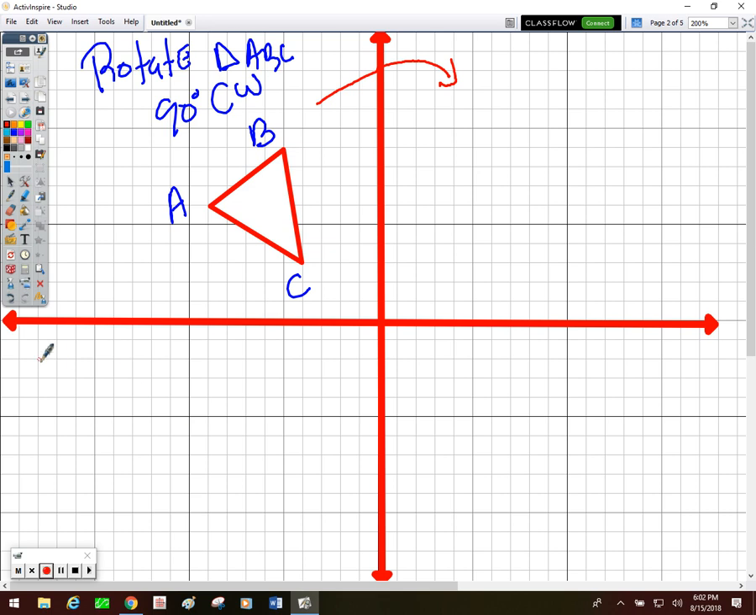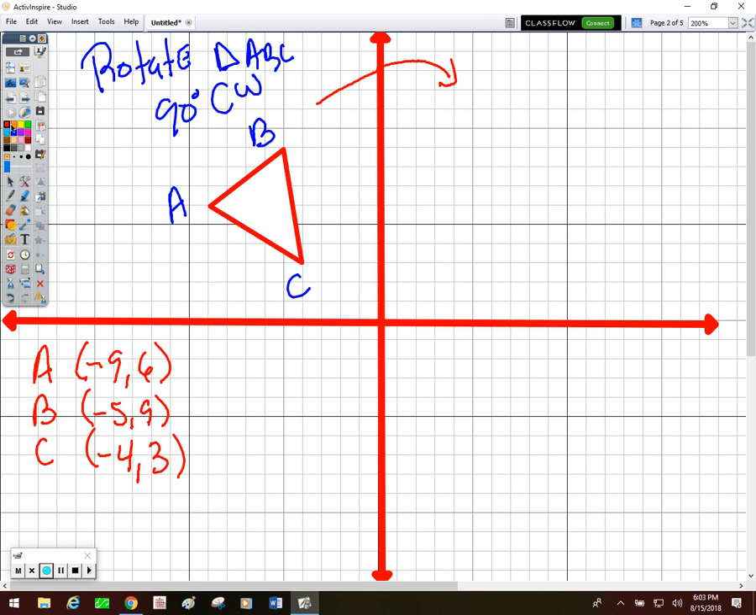So let's get our coordinates, because we need to know the coordinates first. A is 1, 2, 3, 4, 5, 6, 7, 8, 9, then 1, 2, 3, 4, 5, 6. So I went left 9 and up 6. That coordinate is negative 9, positive 6. B: 1, 2, 3, 4, 5, and then up 9. So I went left 5, up 9. And then C: 1, 2, 3, 4, and up 3. So C went left 4, up 3.